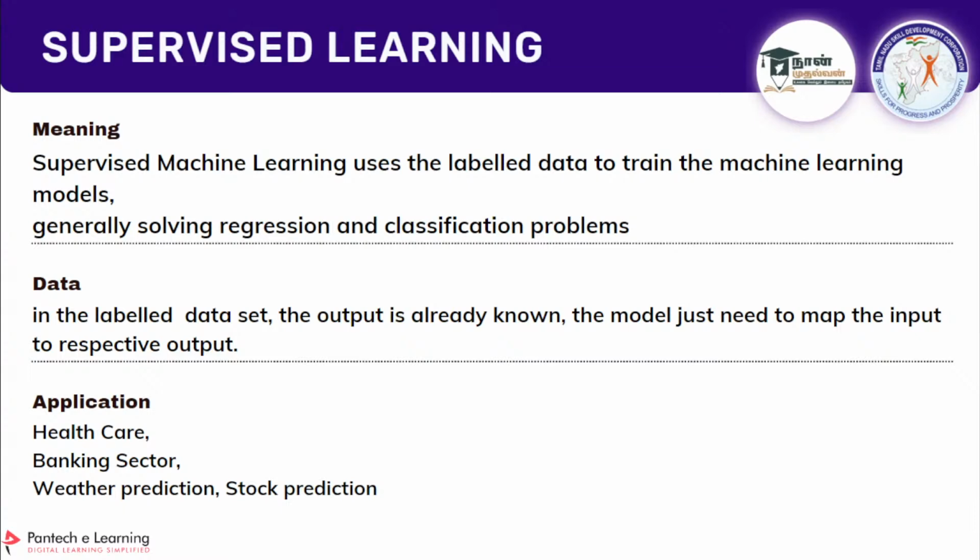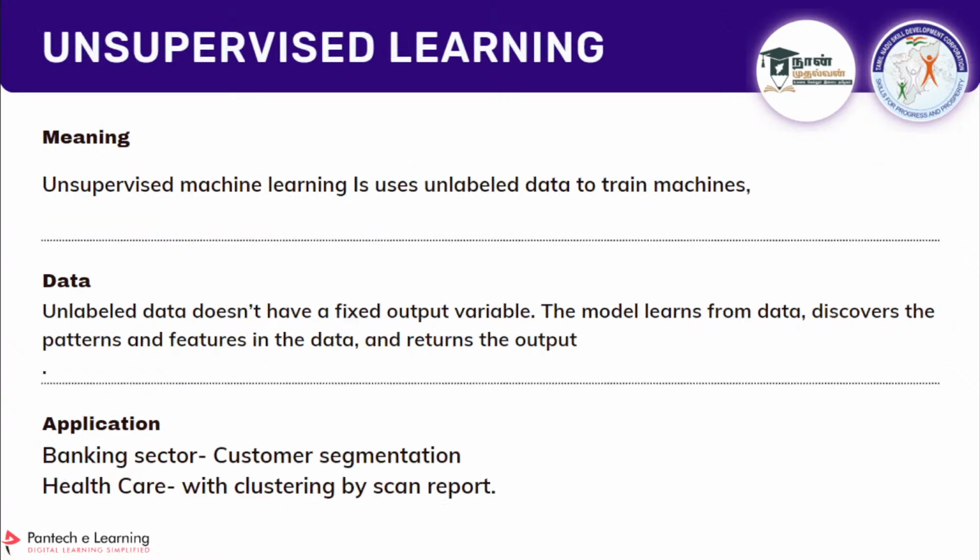For example, in regression, you can go with salary prediction or something like that, where the prediction output cannot be just this or that. It will be a range of values, a continuous value. The data is labeled data and the output is already known. The model just needs to map the input to the respective output, based on the statistics. There are many applications, like prediction and so on.